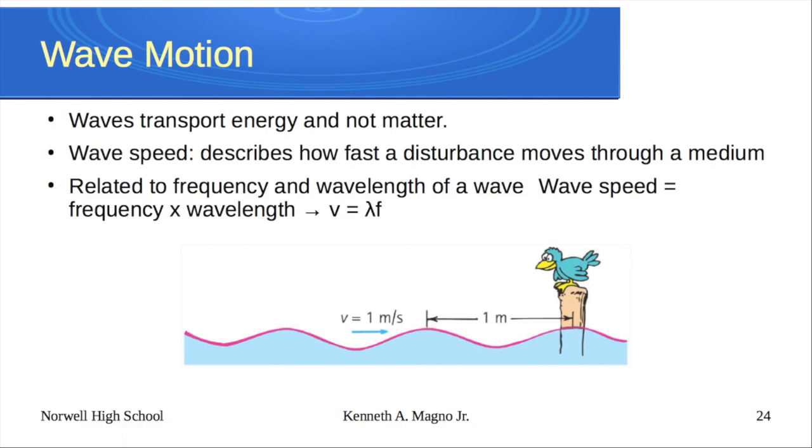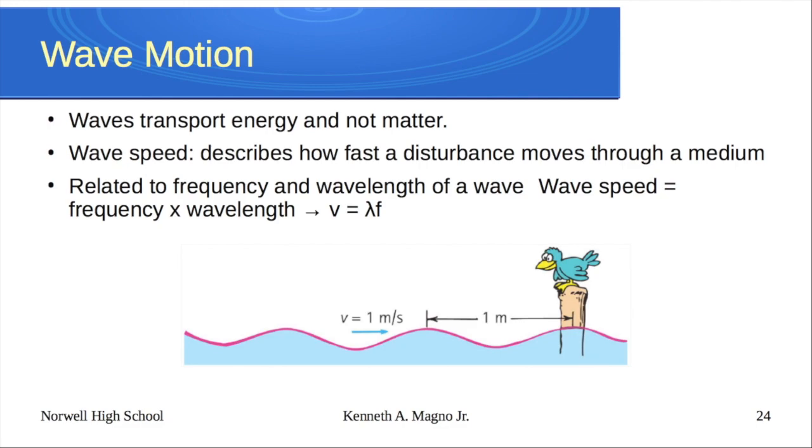So imagine people being in line and somebody in the back of the line pushes the person in front of them. All the people don't move to the front of the line, but that push gets moved through the line. So wave speed is going to describe how fast that disturbance moves through the medium. And the wave speed can be found by taking the frequency and multiplying it by the wavelength.